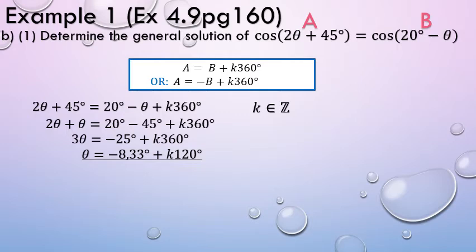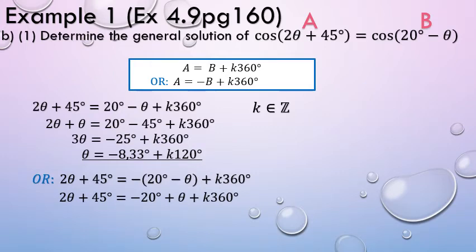What about the OR option? Now we need to show, right, there are two quadrants in which cos is positive, so A could also equal the negative version of B plus K360. Instead of A, I've written 2 theta plus 45, and instead of B, I've written 20 minus theta. We distribute the negative, we take our thetas to one side, we simplify, and we get theta is equal to -65 plus K360. It's as easy as that.